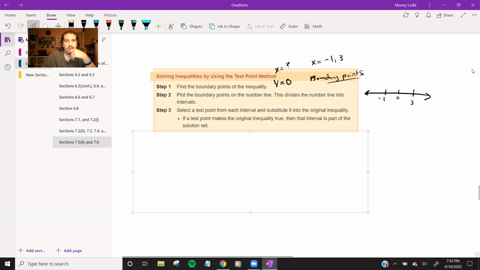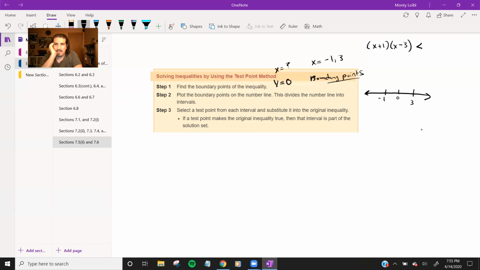Step 3 is you want to select a point from each interval and substitute that back into your inequality. So let's say that our inequality is x squared... okay, hold on, I'm making that way more complicated. (x + 1)(x - 3) less than 0. Notice that this gives me my boundary points. So I just chose the boundary points that I have here.